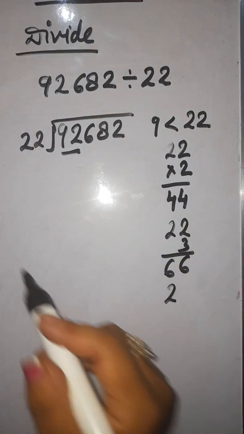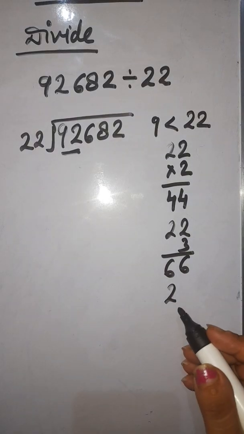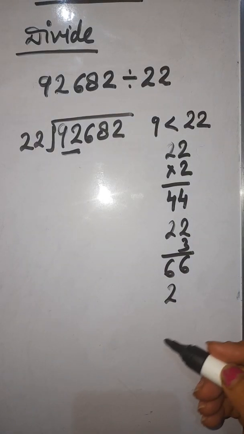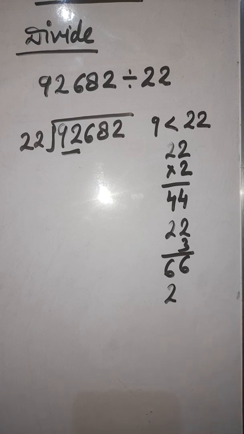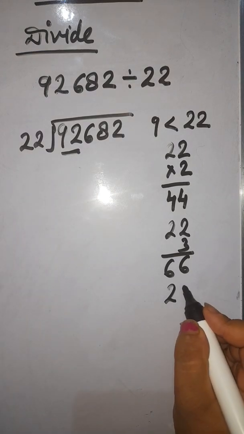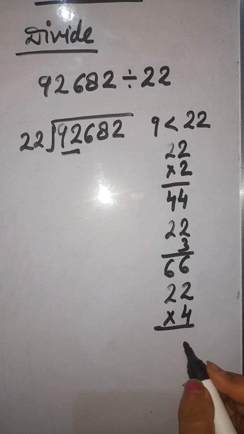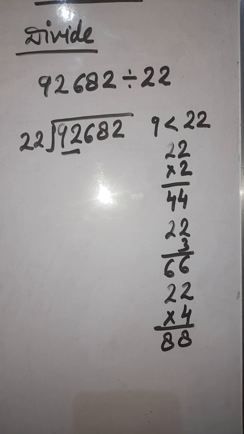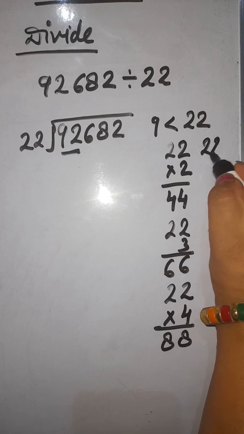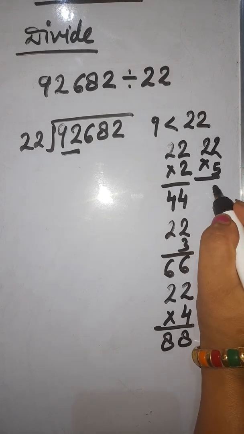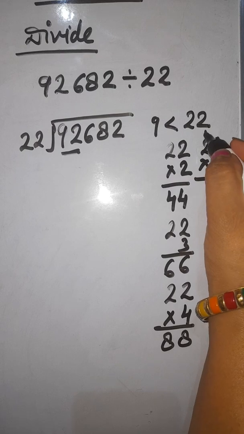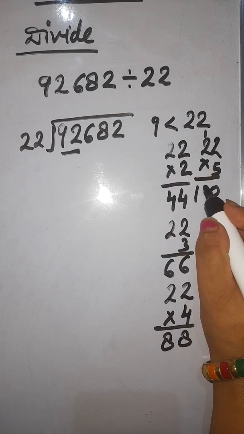Both the numbers are smaller than 92, but we just solve the table of 22 until we get the nearest and smaller number compared to 92. So again we'll write here 22 multiplied by 4. 4 2s are 8. So it is 88. Again 22 5s are 5 2s are 10, 1 carry, 5 2s are 10 and 1, 11.